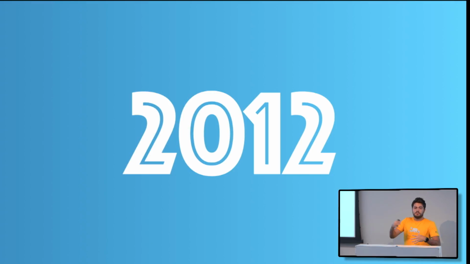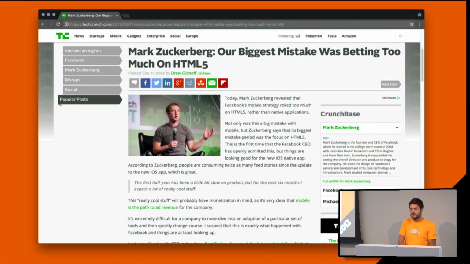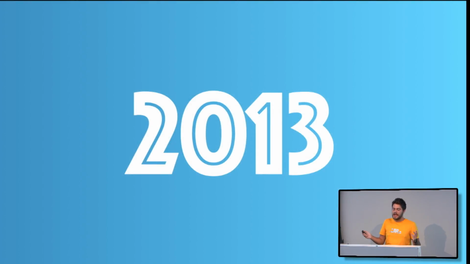In 2012, HTML5 was getting really, really popular, and when something gets really, really popular, there's some bad press that goes with that as well. So this is an interview from Mark Zuckerberg saying that our biggest mistake was betting too much on HTML5. Basically, he was saying that using HTML5 for their apps was not a very good idea, and that building those apps natively on iOS using Swift and using Java was better for them. But you know, those things happened.